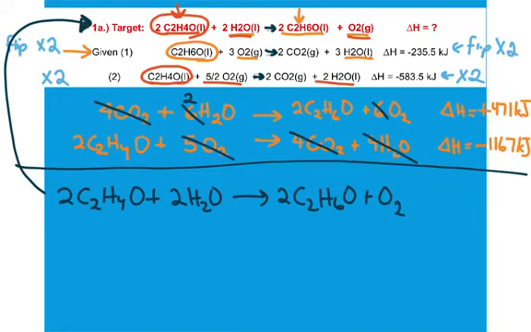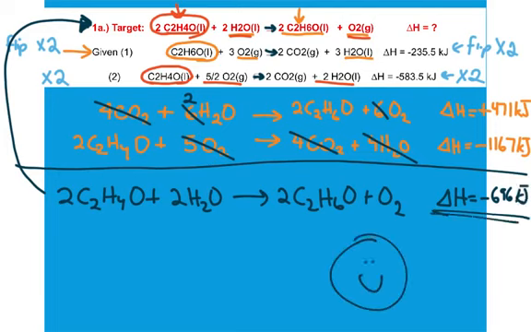So, looks good to me. All my coefficients are a match. All my ingredients are a match. That's good news because now it means I have figured out the delta H as well by adding them together. So if I add them up, I've got negative 696 kilojoules. And I have solved the mystery of the Hess's law.